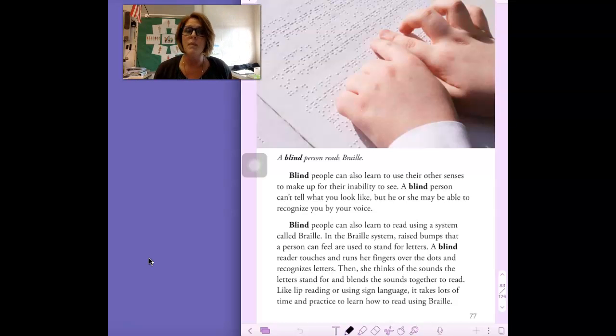Boys and girls, make sure you finish everything on Activity Book 13.1. Go back and reread if you need to. Listen to it again if you need to. Do your very best work.